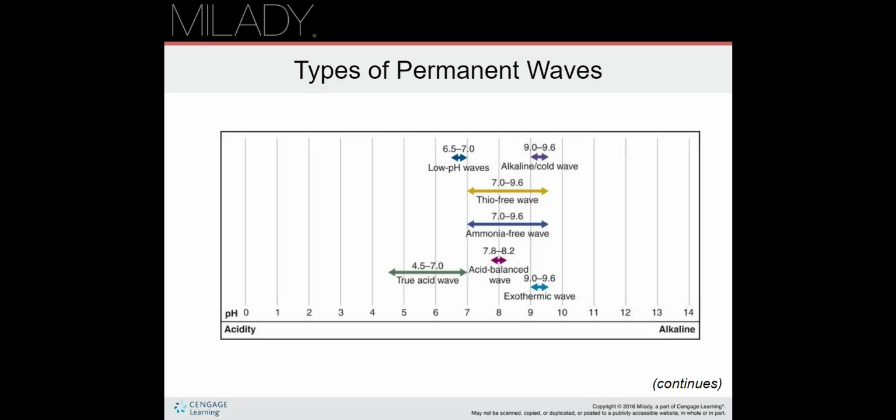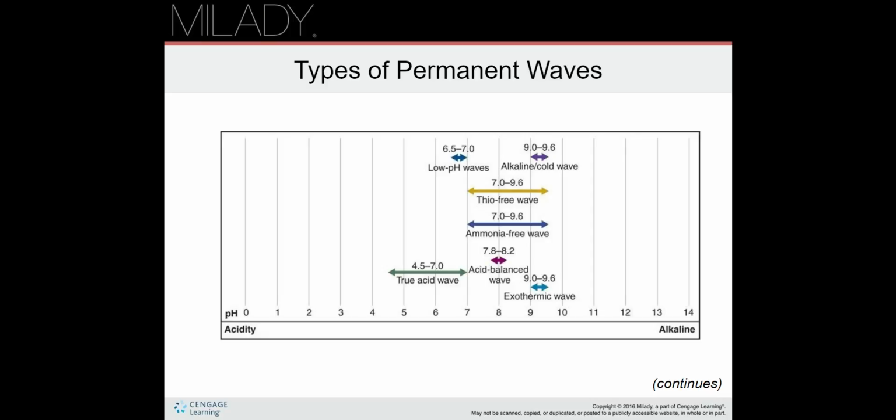That's super strong. Below that, we have 7.0 to 9.6, so that can be neutral and it can go really, really strong. Those are thio-free waves. And then below that, it's the same pH, ammonia-free waves. Then we have acid balance waves, which are 7.8 to 8.2. Those are my favorite to use. They just give you a nice curl with still keeping the hair structure intact. And then to the right, we have 9.0 to 9.8. It's an exothermic wave. That's very strong.